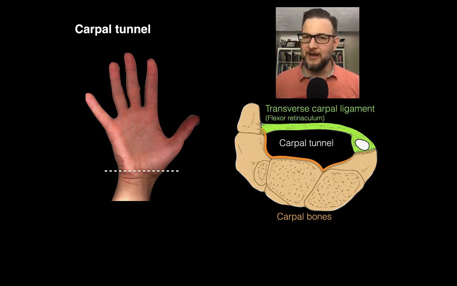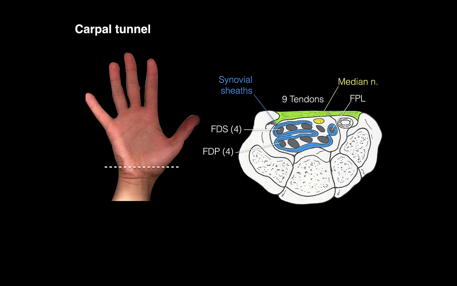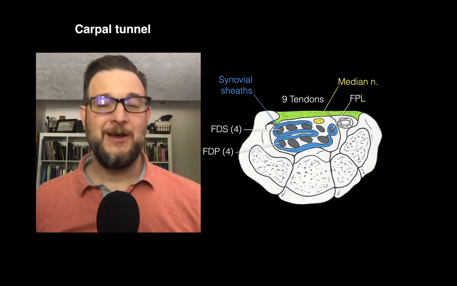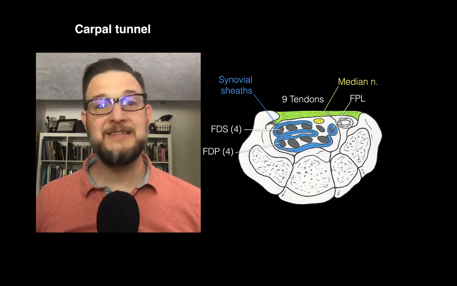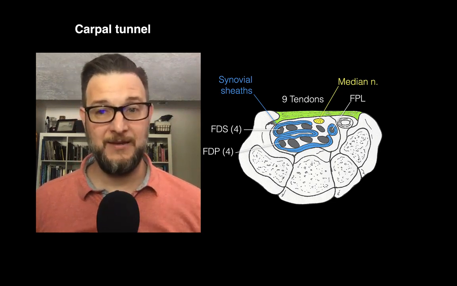Now, the tunnel is not empty. It contains 4 tendons of the flexor digitorum superficialis, 4 tendons of the flexor digitorum profundus, and 1 flexor pollicis longus tendon. These 9 tendons are all wrapped in synovial sheaths, shown here in blue. And there is 1 lone nerve called the median nerve. Those are all the contents of this carpal tunnel. Basically, it's a connection between the front of the forearm and the palmar surface of the hand.